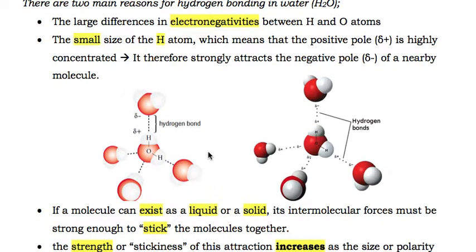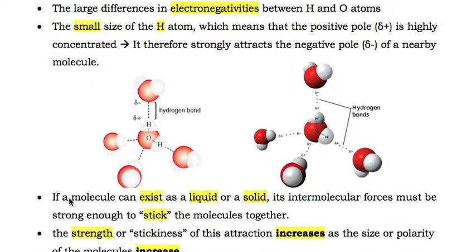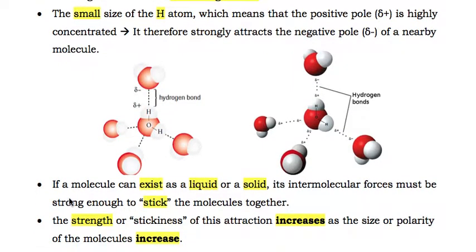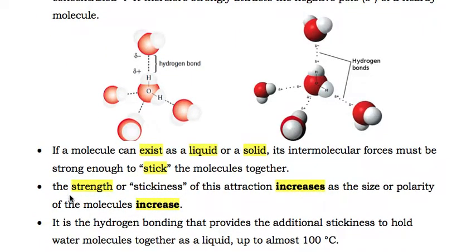If a molecule can exist as a liquid or a solid, its intermolecular forces must be strong enough to stick the molecules together. And the strength of the stickiness, the attraction, increases as the size or polarity of the molecule increases. It is hydrogen bonding that provides the additional stickiness to hold water molecules together as a liquid up to almost 100 degrees Celsius. And that's where they will break apart and it would no longer be a liquid and become a gas.